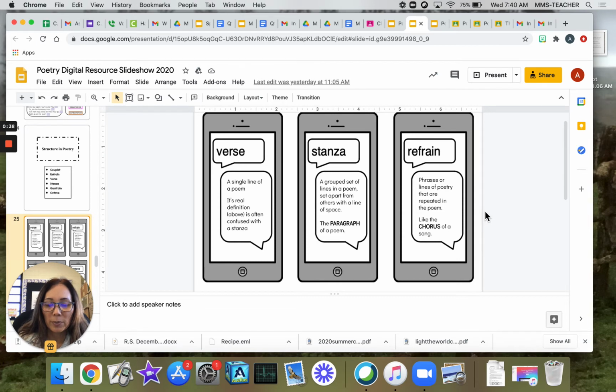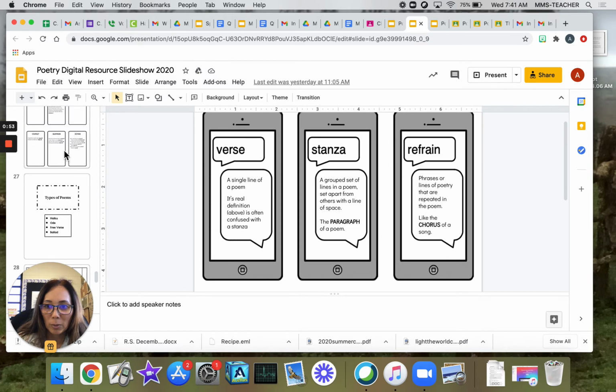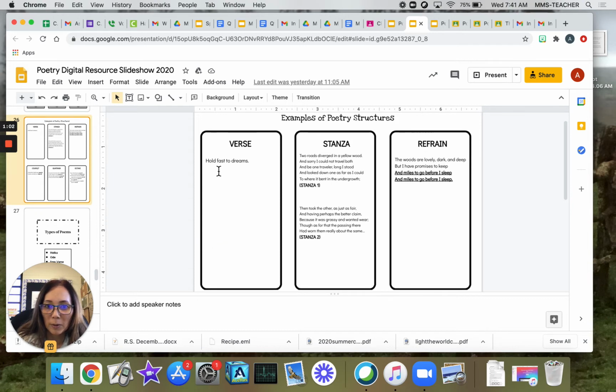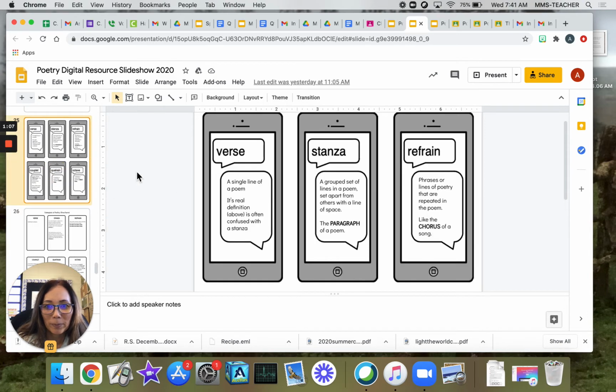So verse is a single line of a poem. Its real definition above is often confused with a stanza. So remember, a verse is a single line of a poem. And in your composition book, right underneath that is an example of a verse. So hold fast to dreams. So you notice it's one line of a poem, a single line of a poem.